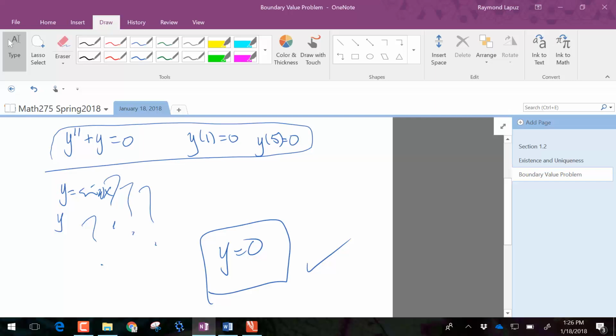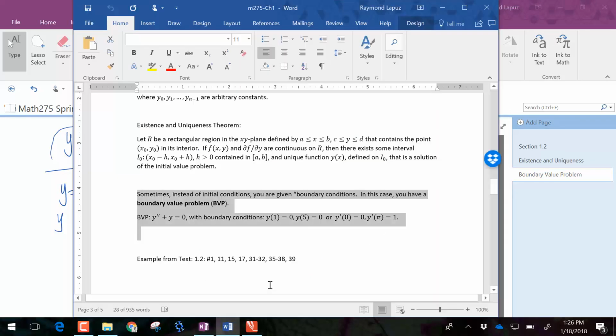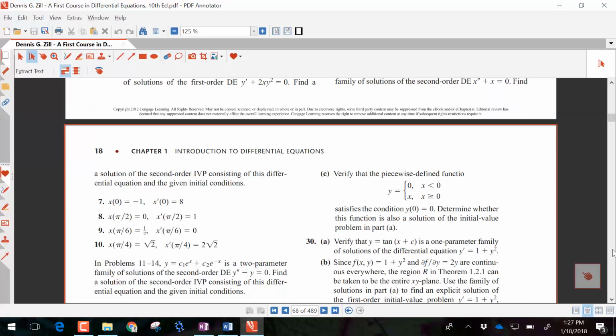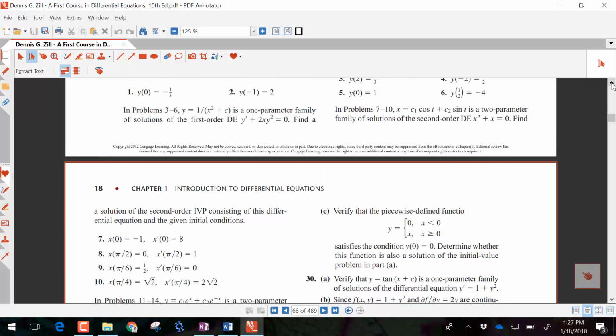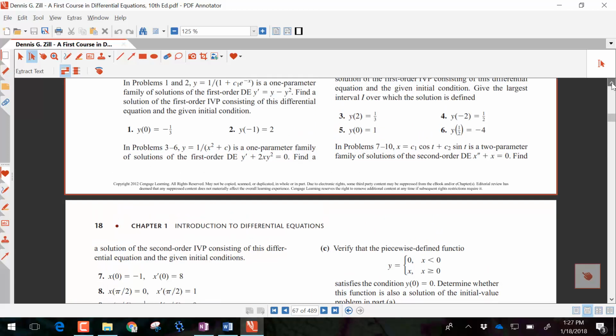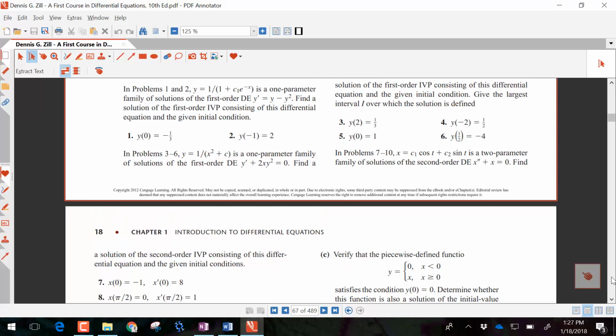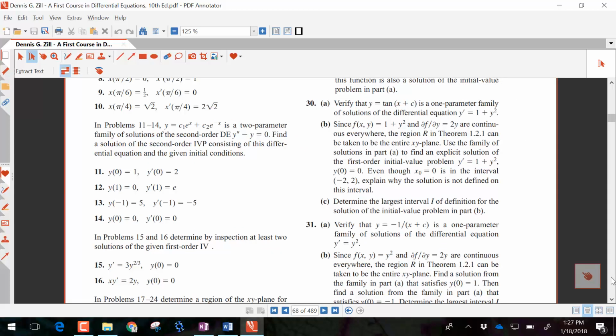All right. Examples from the text. Let's take a look at the textbook, see if we can find some examples. That's number 11. All right, let's do number 11.